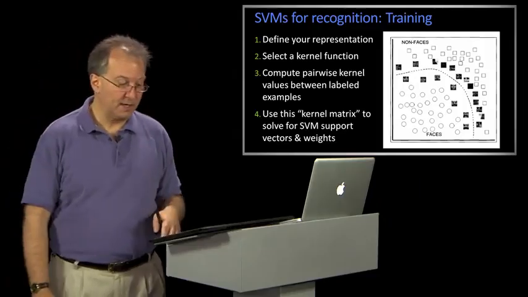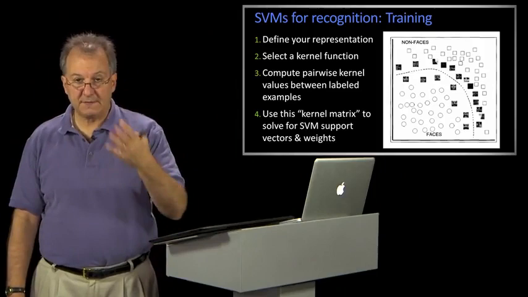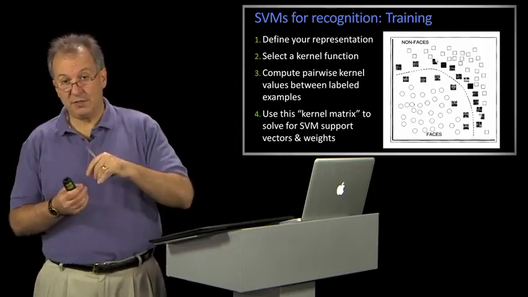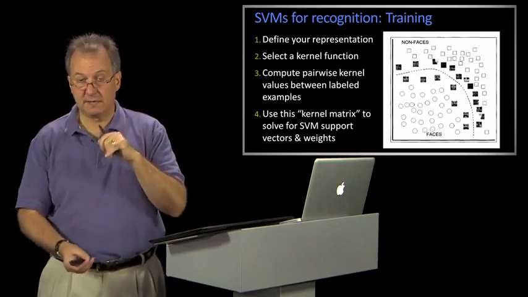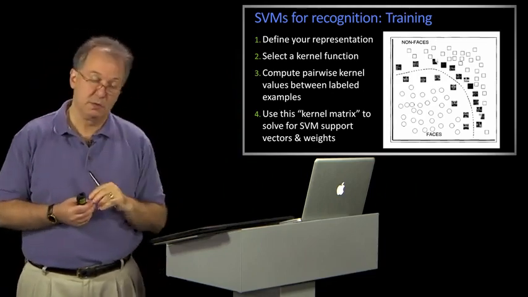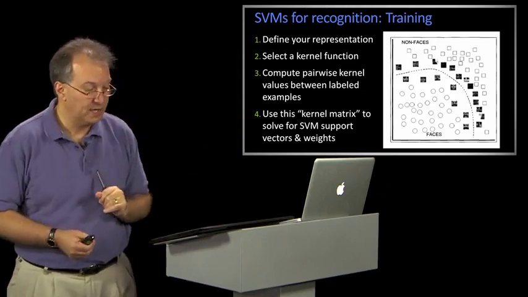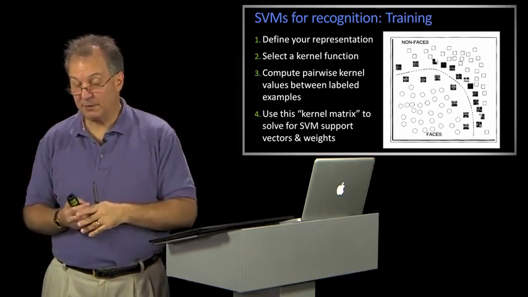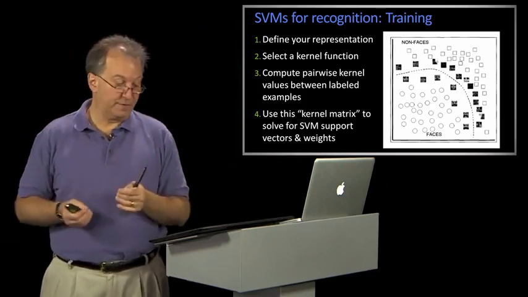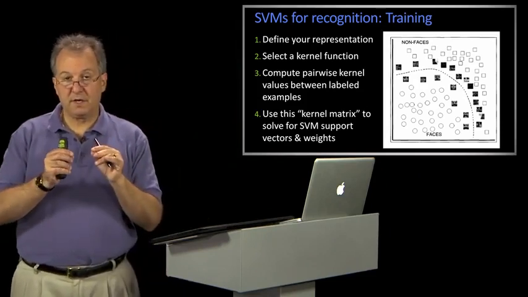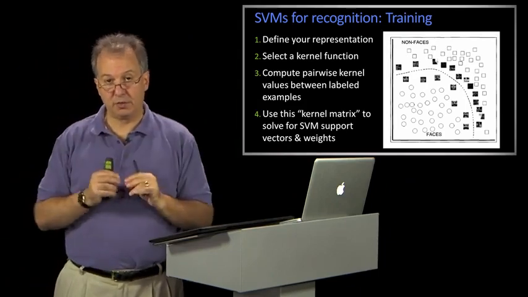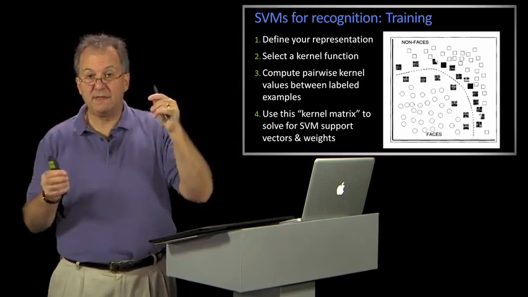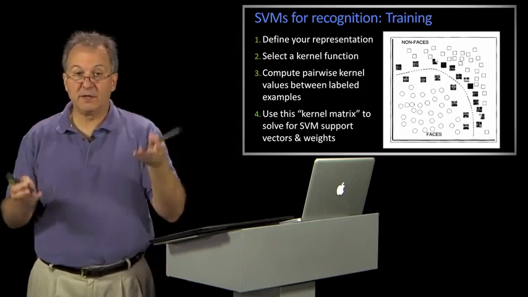So let's just summarize. Using SVMs for, say, recognition, okay? So you have to define your representation. That is, you need some base feature space, right? Some feature vector in which you're representing, whether you're doing HOG or whatever it is. You select a kernel function. I'm not going to tell you yet how you do that. Given a kernel function, you can compute the kernel between all your inputs, all the xi's and all the xj's. That matrix is what you can then use to find your support vectors.